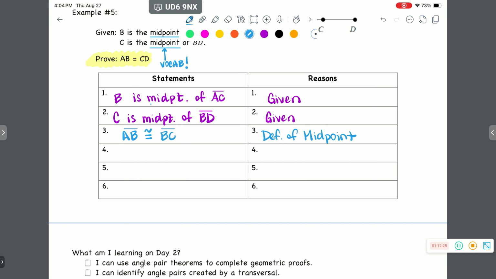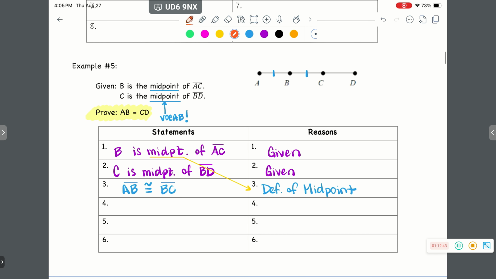Whatever the vocabulary word is, you guys, your next line is going to be definition of that vocabulary word, because you're literally telling the reader what that means. That's right. And then we're going to do the same thing for our other given. We've used up that given.